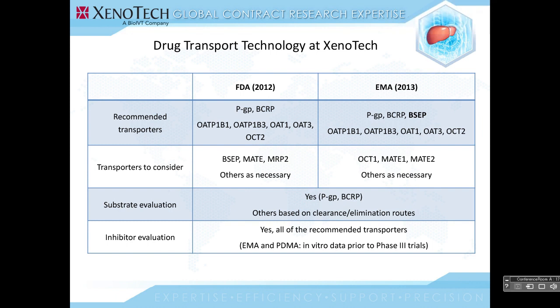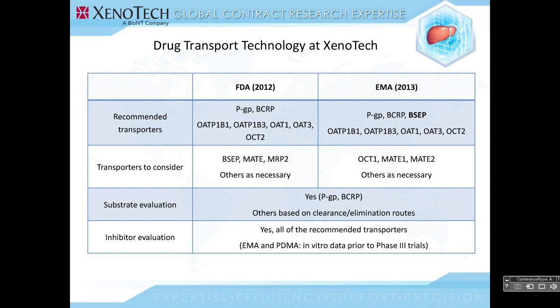When we design a protocol for our clients, we utilize the FDA and EMA guidance documents. They recommend the 7 major transporters, which include PGP, BCRP, OATP 1B1 and 1B3, OAT 1 and 3, and OCT2. And the EMA also recommends looking at BSEP. They ask you to consider the transporters including MATE1 and MATE2K as well as MRP2. Both require that you test all 7 of the major transporters for inhibition.